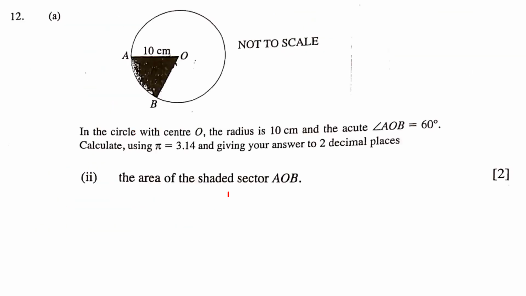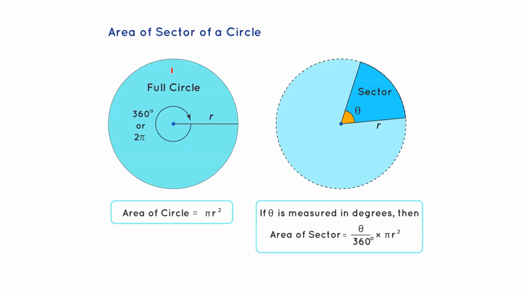They say they want us to find the area of the shaded region. So they want us to find the area of this region right here. So that's the area of a sector. The area of a sector is given by this formula: theta over 360 multiplied by pi r squared, where theta is the given angle, r is the radius, and this is a sector. If we want the area of a full circle, that's pi r squared, but we just want the area of a sector.